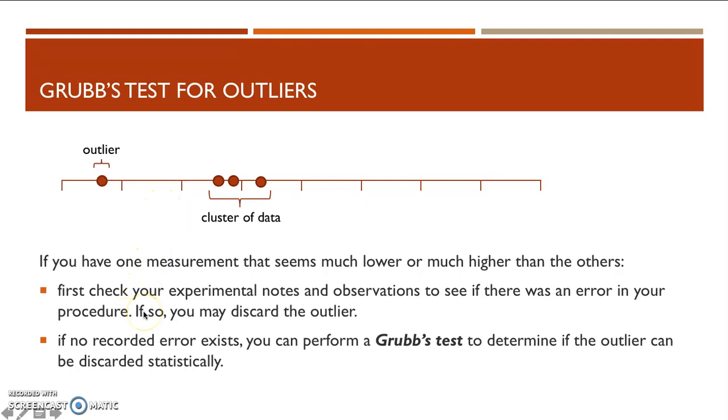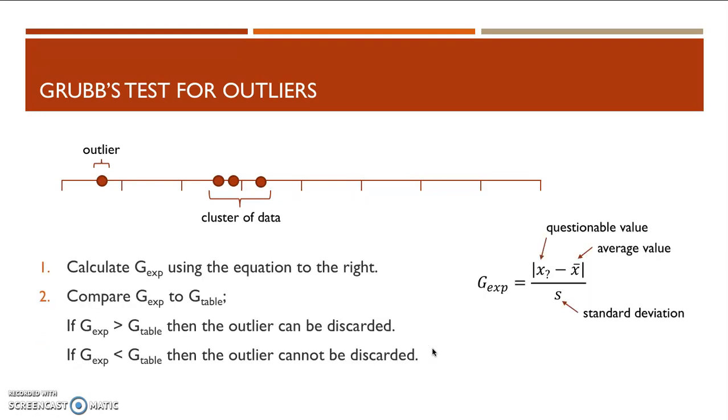If no record exists for an error for that outlier, then you can perform a Grubbs test, a statistical test, to determine if the outlier can be discarded statistically. The procedure for this is to calculate an experimental G-value using this equation over here, and then compare that experimental value to a value that's in a table somewhere that we would provide for you.